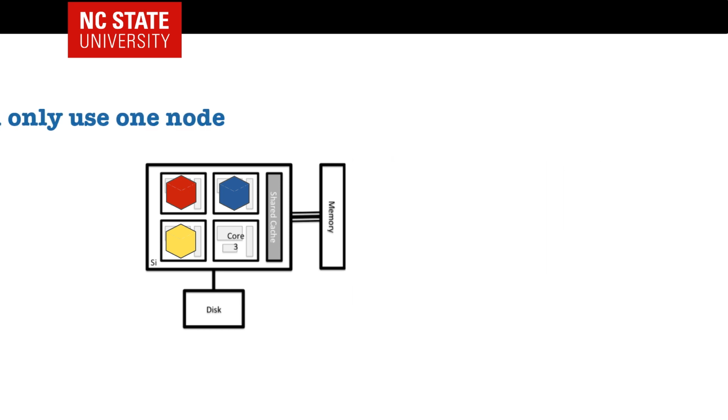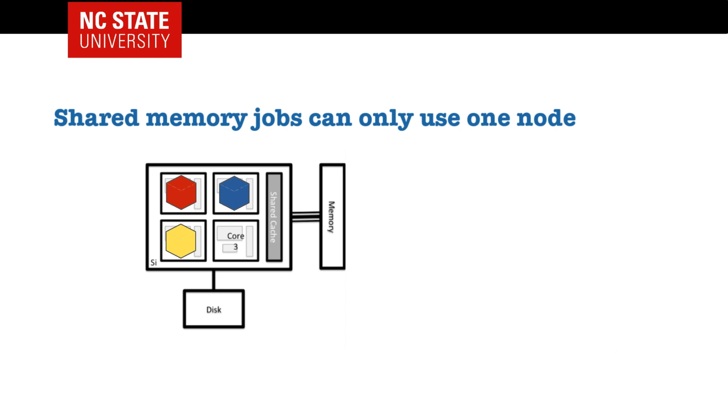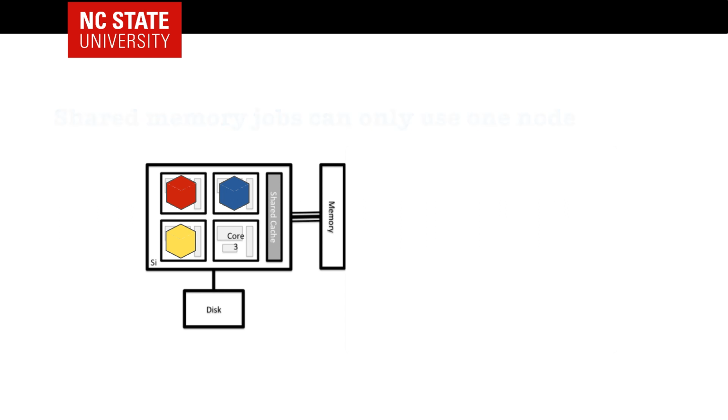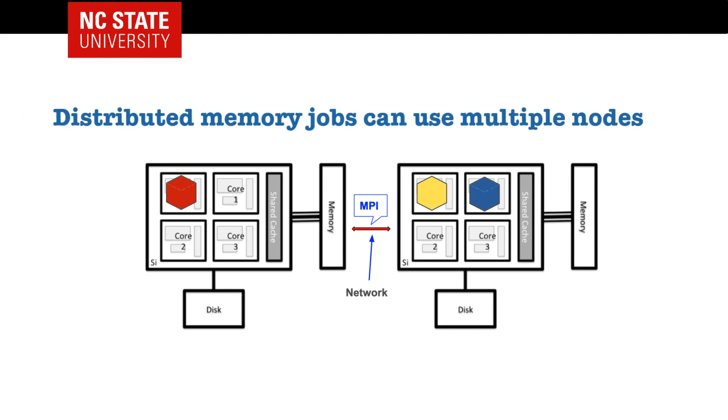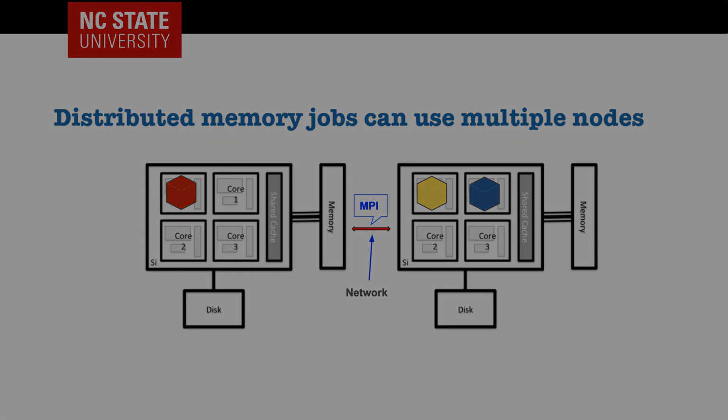Parallel jobs that can only make use of one node are called shared memory jobs. If your code was written with MPI, the task can be distributed across multiple nodes because the memory used by the application can be distributed across nodes. Parallel jobs that can use multiple nodes are called distributed memory jobs.